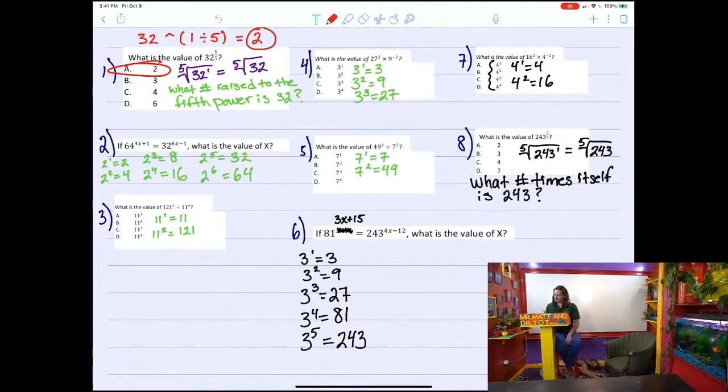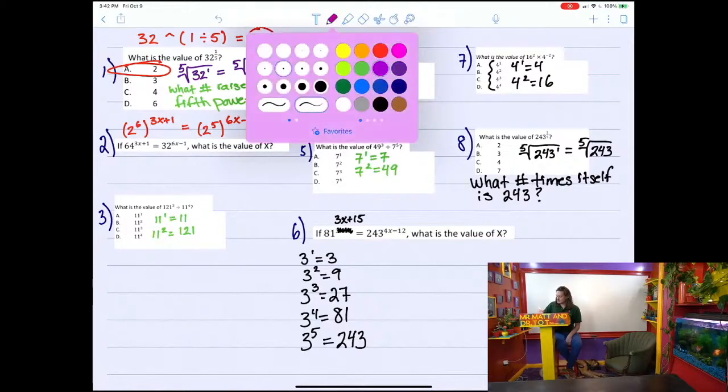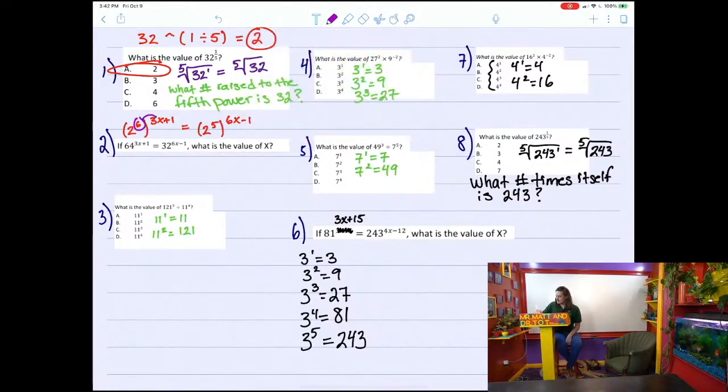Number 2, we can rewrite 64 as 2 to the 6th power, so we can say 2 to the 6th power quantity raised to the 3x plus 1 is equal to, and then instead of 32, I can write that as 2 to the 5th power quantity still raised to the 6x minus 1. So then we need to make sure that we distribute. So this 6 has to go to the 3x and to the 1. This 5 has to go to the 6x and to the negative 1.